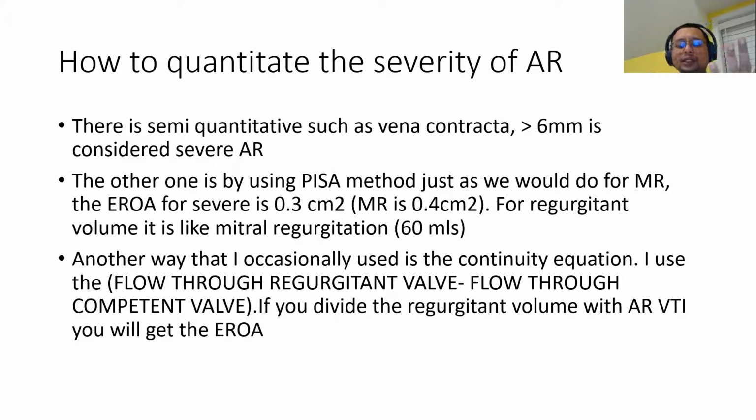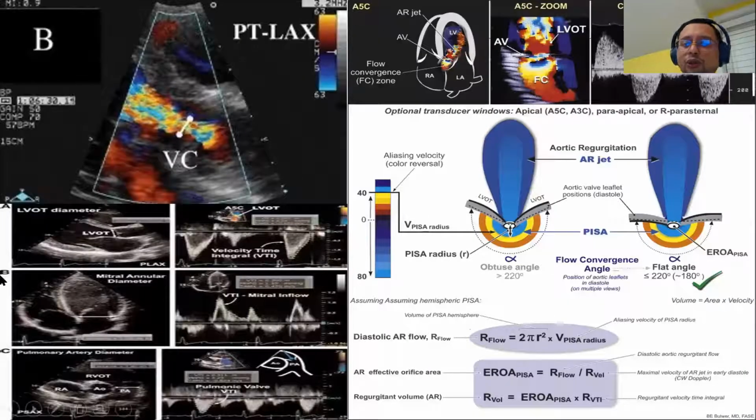So we have a few ways. We can do qualitative or semi-quantitative assessment. We can also do fully quantitative assessment, one using PISA, another using the continuity equation from two different valves: the stroke volume in the regurgitant valve minus the stroke volume in the competent valve. Okay, I wanted to show you a few pictures here. This is a picture of how you measure the vena contracta in the parasternal long axis view and see whether it is more than 6 millimeters or not.